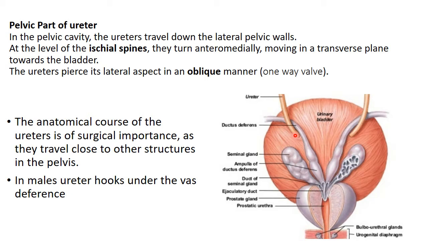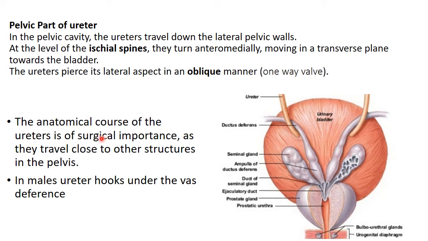So there are three sites where the renal stone or ureteric stone gets impacted: the pelviureteral junction, then the pelvic brim, and this is the third one where stones get impacted very commonly.